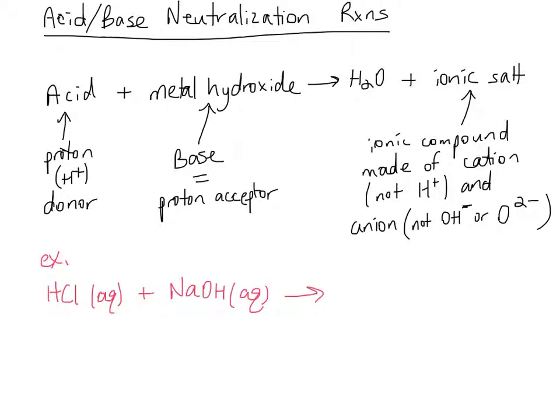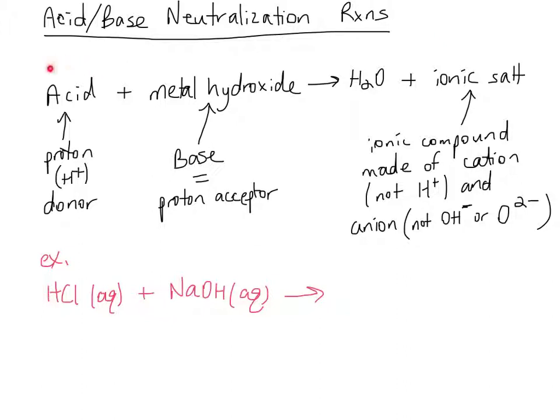So chemists, now we're starting to talk about acid-base neutralization reactions. The general formula for acid-base neutralization reactions is we take an acid, add it to a metal hydroxide, and produce water and an ionic compound. Again, take an acid, add it to a metal hydroxide, produce water and an ionic salt.